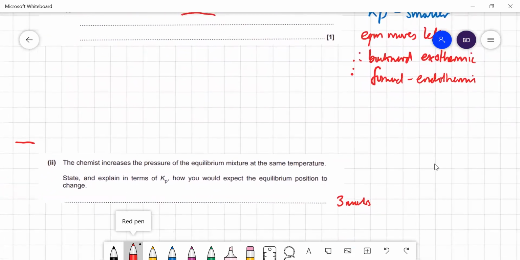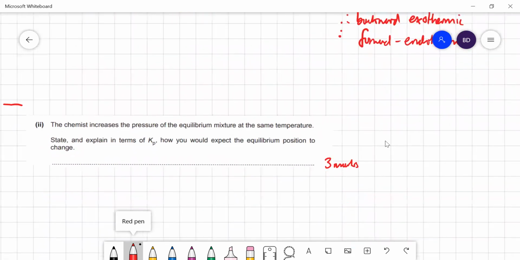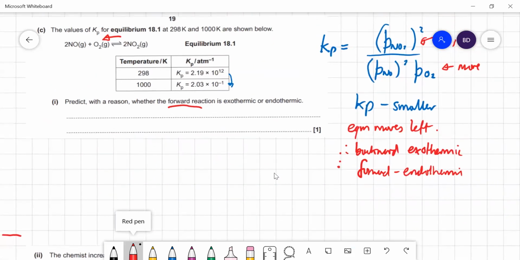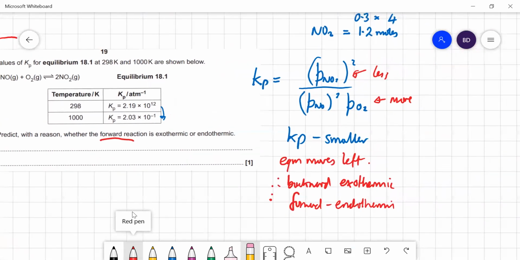The chemist increases the pressure of the equilibrium mixture at the same temperature. Explain in terms of Kp how you would expect the equilibrium position to change. Right, so we do a little bit more than just say the number of gas moles decreases. I'm just going to copy the expression for Kp and copy the equation down.